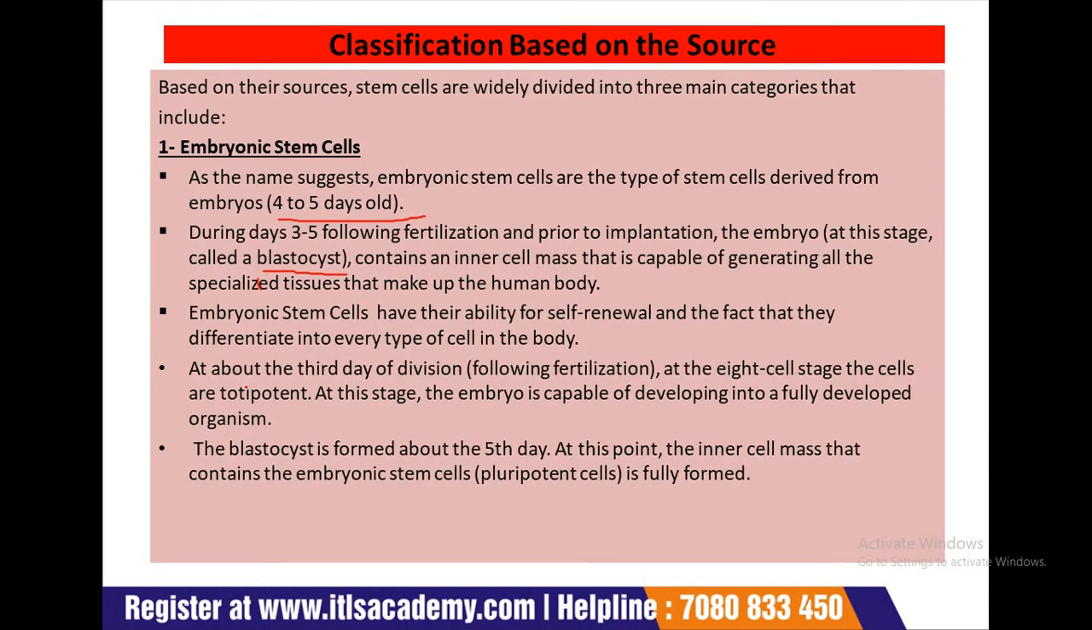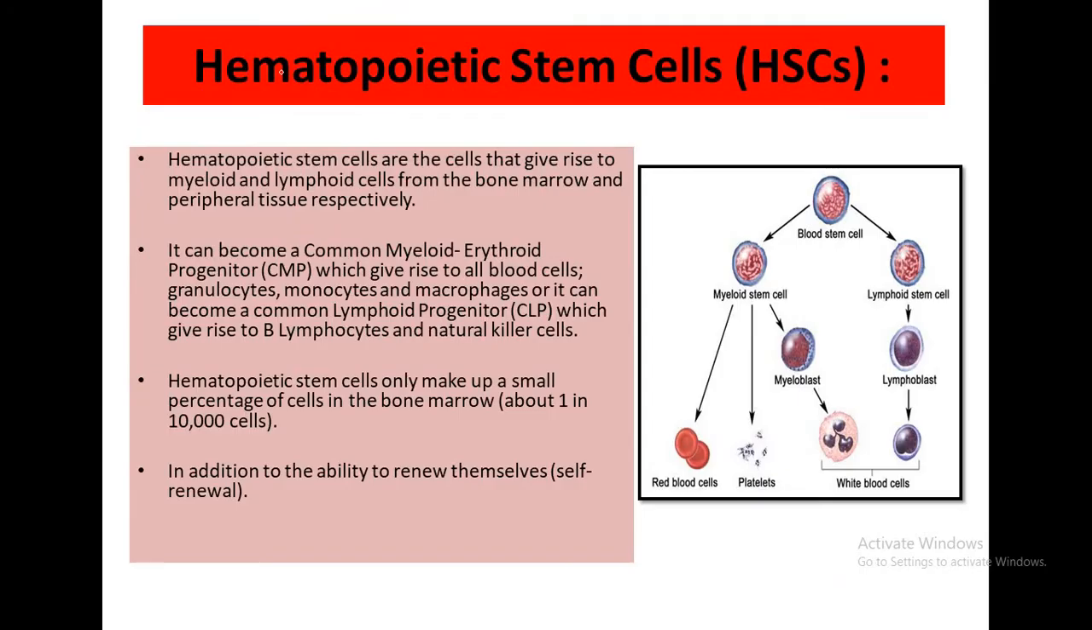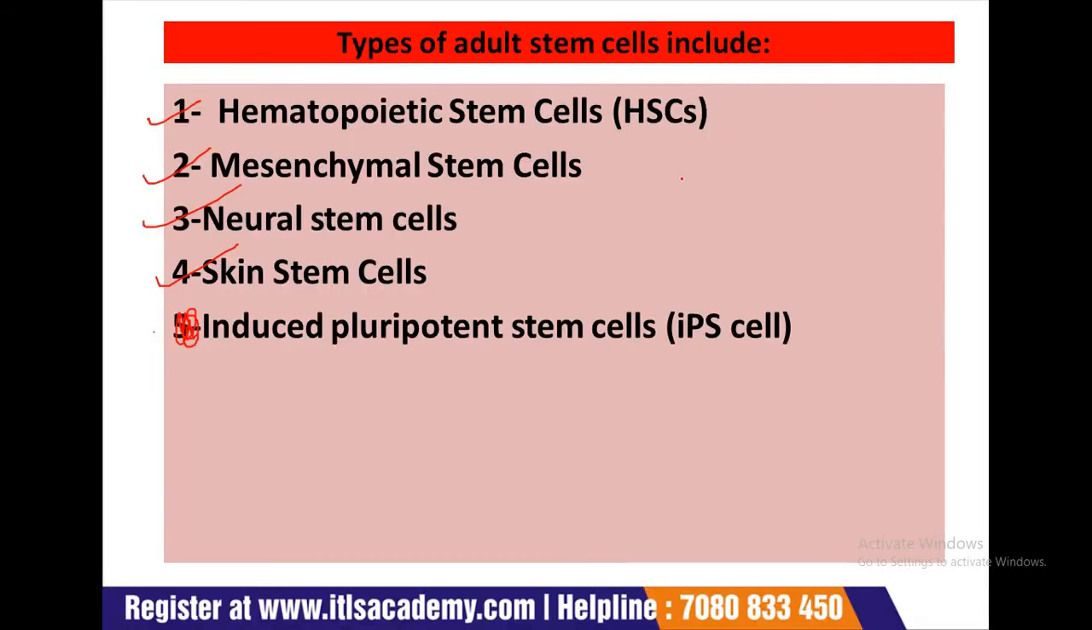So, classification based on the source. First are embryonic stem cells. Second are adult stem cells. We have already discussed those 2 types of cells, and the third one is the induced pluripotent stem cells. We will discuss that in the next coming slides. So first we will discuss these 4 types of adult stem cells.